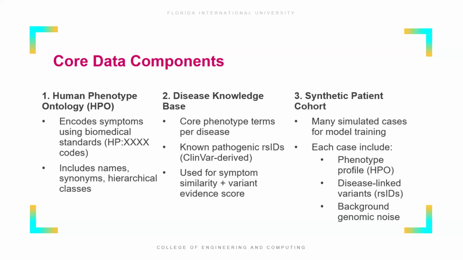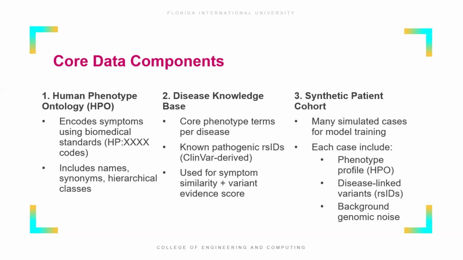As we can see here is a list of the three core data components. The first being Human Phenotype Ontology, also known as HPO, and this essentially encodes symptoms using biomedical standards, which will also include names, synonyms, and hierarchical classes.